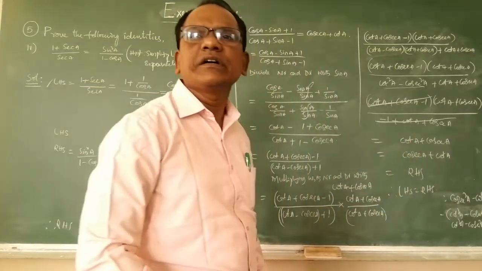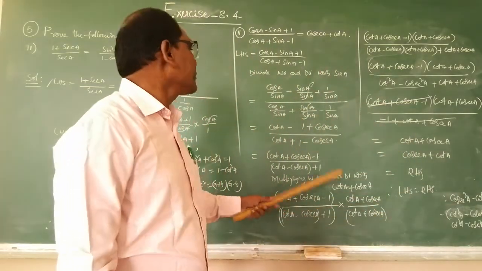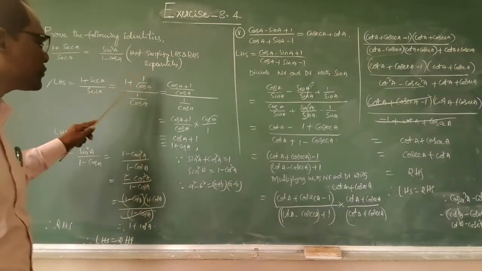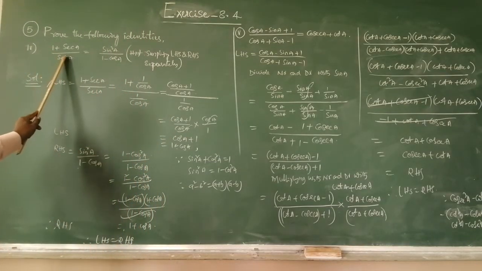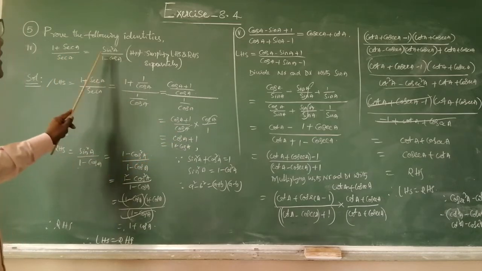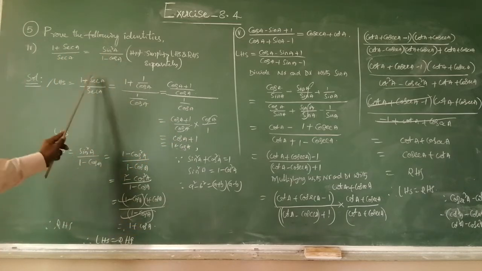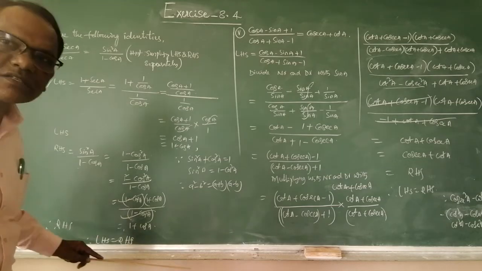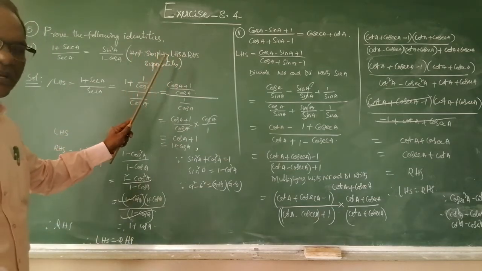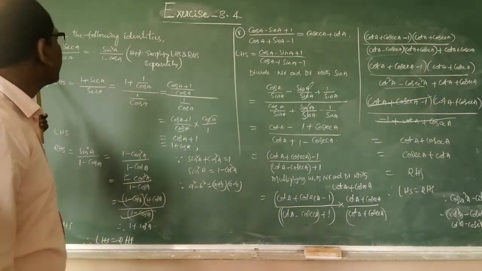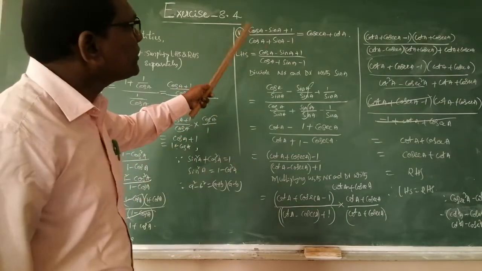This is the given problem. The first one, we have to prove by simplifying LHS and RHS separately. When we simplified LHS we got 1 plus cos A, and RHS also we got 1 plus cos A. Therefore, LHS equals RHS. They have already given the hint: simplify LHS and RHS separately. This is the first one. Now this is fifth main, fifth one.